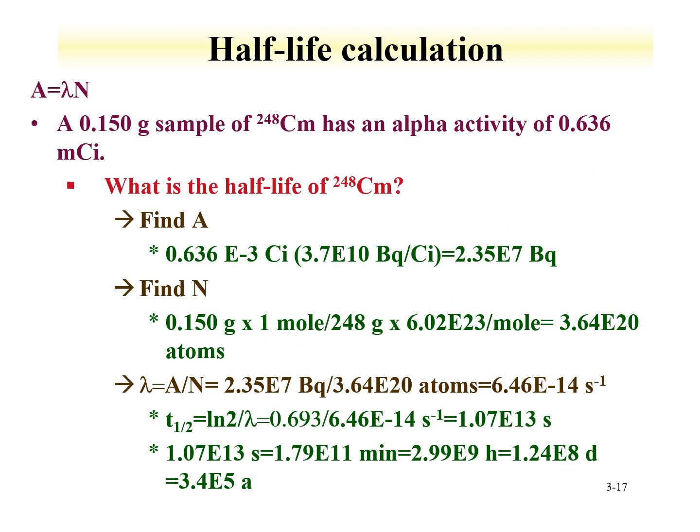The previous example showed an example of calculating a short-lived isotope, something where you can look at change over a reasonable time. Well, let's take an example of something where the half-life is rather long. So we use activity equals lambda N, and the example is 150 milligrams, so 0.15 grams of curium-248, shown to have an alpha activity listed here, 0.636 millicuries. So what's the half-life?